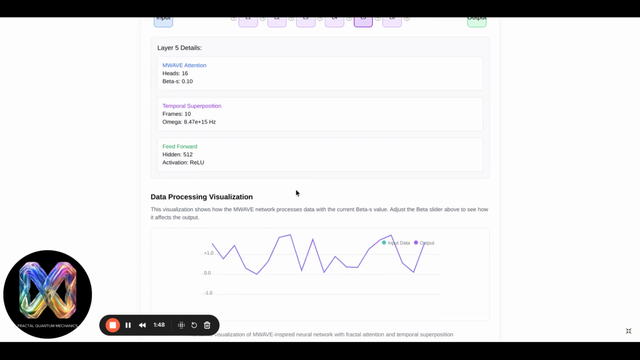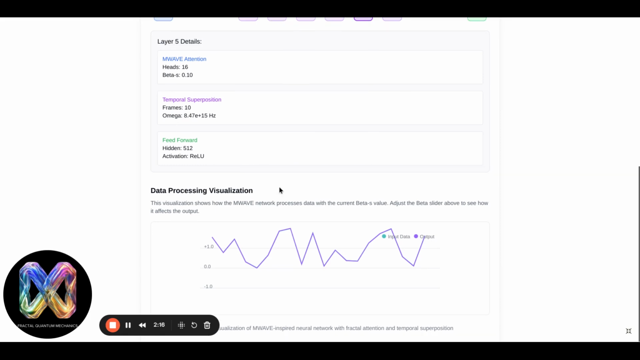Each layer contains 3 main components: MWAVE Attention, Temporal Superposition, and a feed-forward network for neural fractal processing. So the MWAVE Attention has fractal scaling, the temporal superposition has multi-frame quantum prediction, and the feed-forward is for neural fractal processing. All of these work together to create an entangled representation of the quantum data flowing through the network.